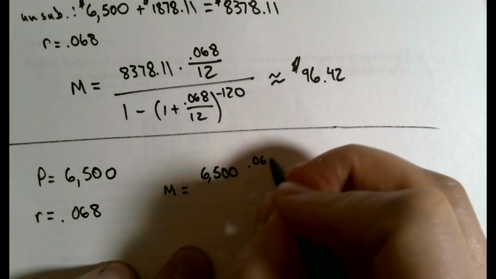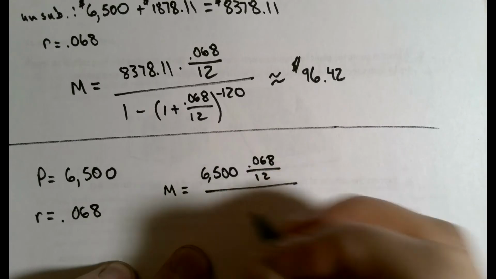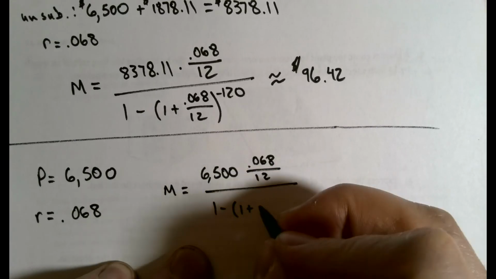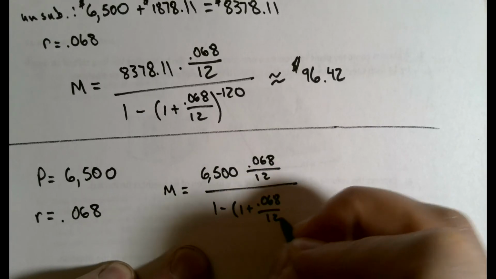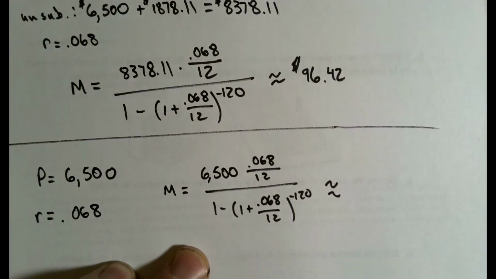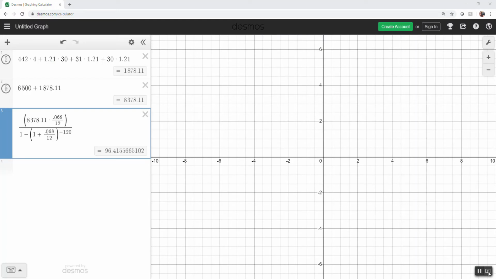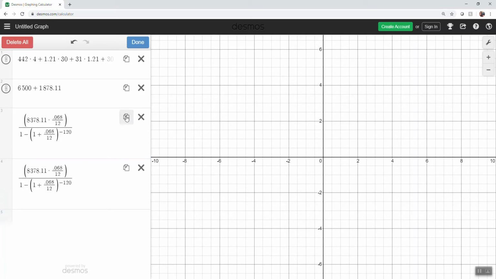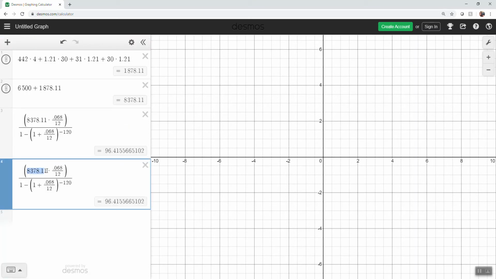Everything else is the same in the formula. Same interest rate, same number of payments, all of that. So if you have saved what we wrote up here in Desmos, there's two ways we can do it. I want you to be able to see this, so I'm going to duplicate this one. And then I'm going to just change that principal, the 8378.11, to 6,500, and we get the new monthly payment.